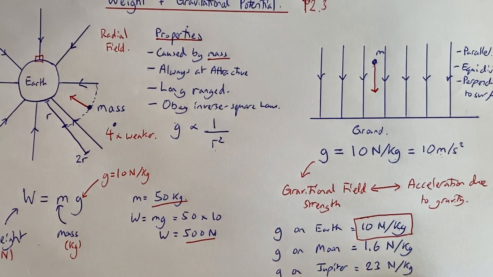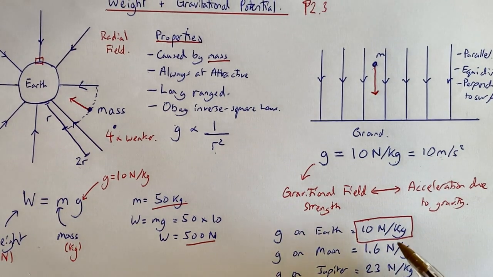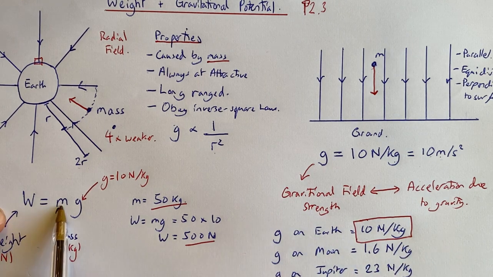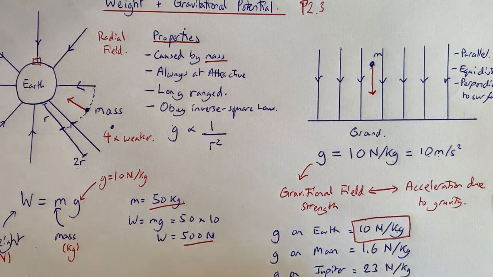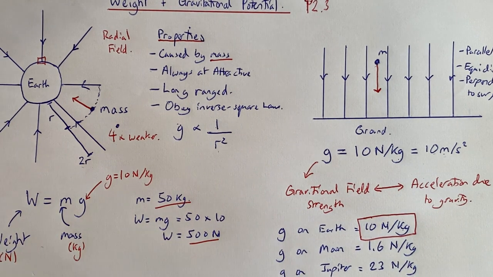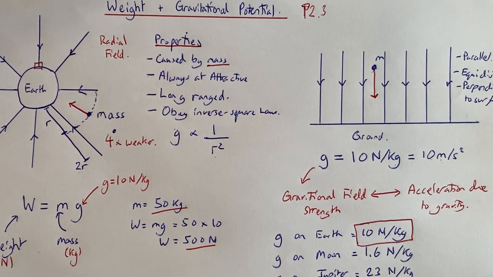If you're given an exam question where that's important, you will either be told it, or it might be that you have to work it out. So you might have to do weight divided by mass to work out G, which on Earth would be a really boring question because it would just be 10, but on any other planet, you then work out what the gravitational field strength is on that planet.